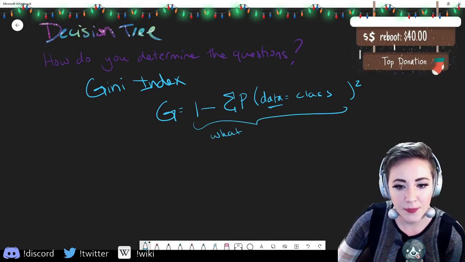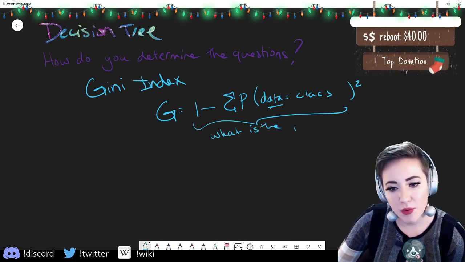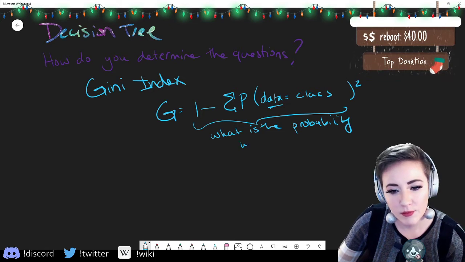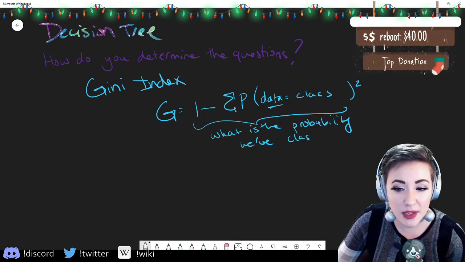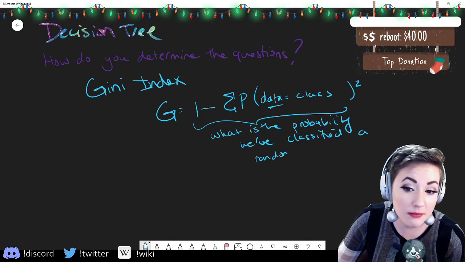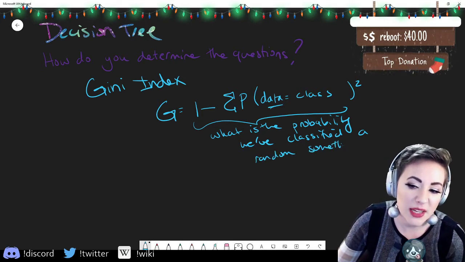What is the probability we've classified a random something incorrectly?